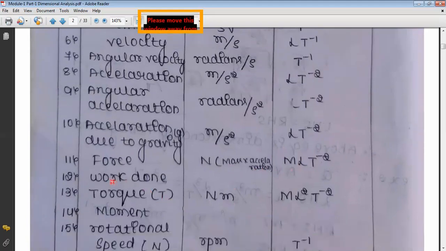Clear? Similarly, work done, which has a unit Newton meter, torque having a unit Newton meter, and moment, that is force multiplied by perpendicular distance, will have a unit Newton meter. The dimension of Newton is M L T power minus 2. The dimension of the meter is L, therefore it becomes M L square T power minus 2. You separate this and write, after that you do multiplication, you arrive at this equation. Okay, try to practice this.